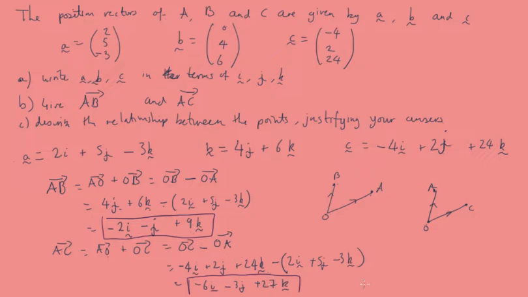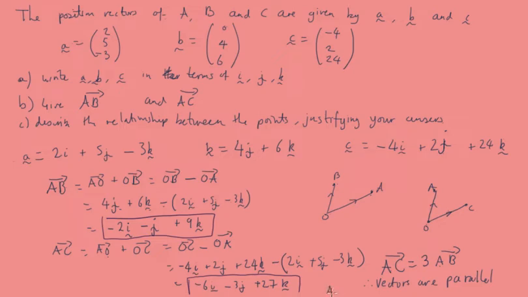You can see that AC is equal to 3AB. Therefore, the vectors are parallel. Since they have the same point A in common, AB and AC must be collinear. They must lie on the same line.